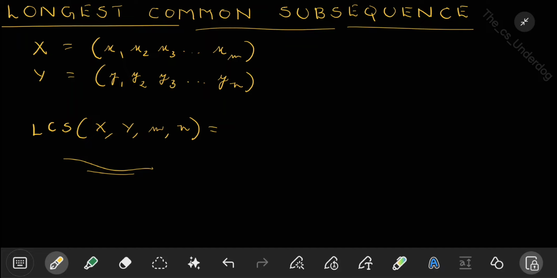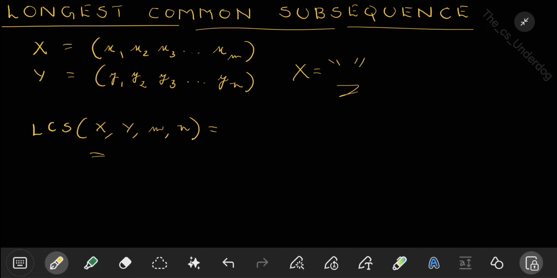We'll see it like this. What is the base case? The simplest case is, what if either of the strings is 0? Let us say string X is of length 0. That is, there is nothing in string X. X is a simple null string.